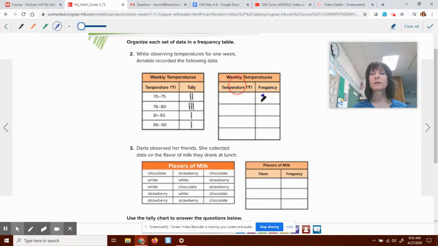So we're going to put a 2 here. I believe you guys can finish that on your own. And you're going to rewrite these numbers over here, of course.